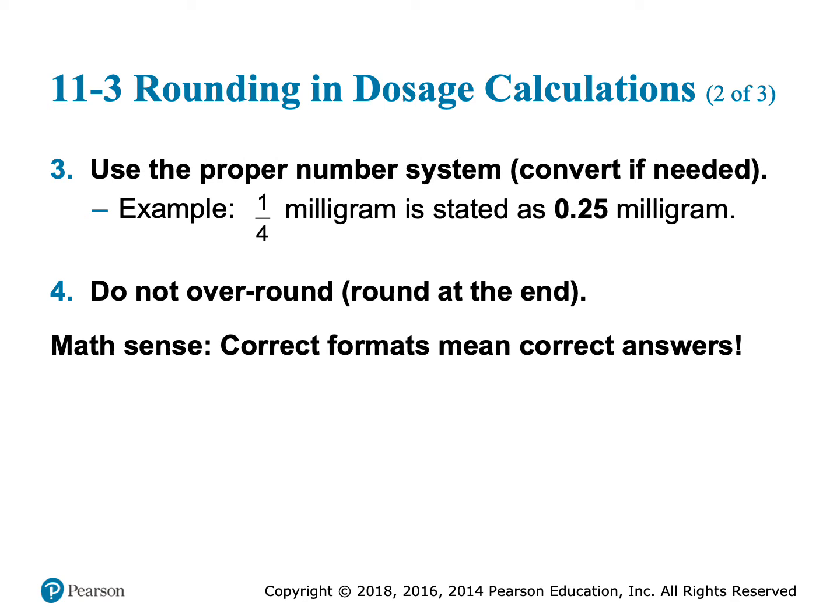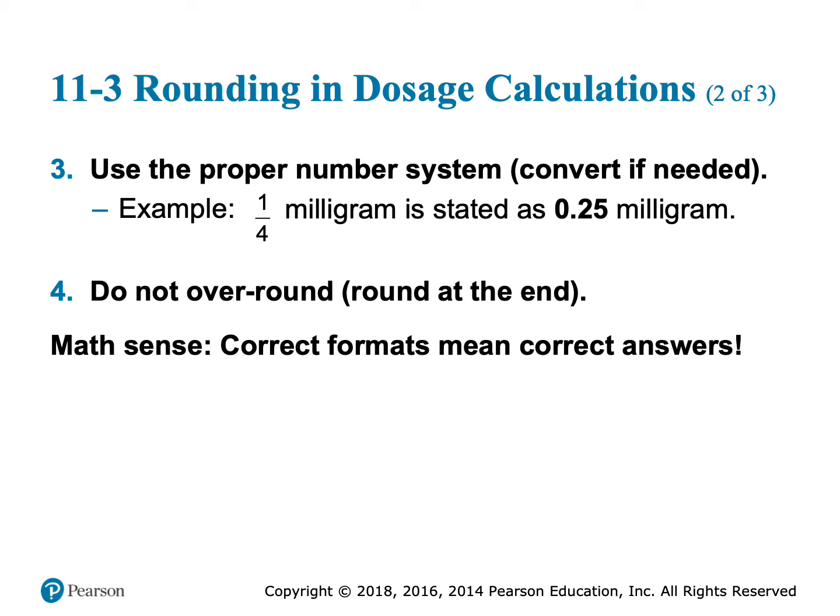So the third thing is multiple step problems require that you convert between number systems, especially between fractions and decimals. So if the drug measurement is in metrics, like milligrams, grams, or micrograms, the solution to the problem needs to be in decimals. Remember, metrics is decimals. Standard or household systems and apothecary systems are in fractions. So if we have something like a 1/4 milligram, we're going to write that as 0.25 milligrams.